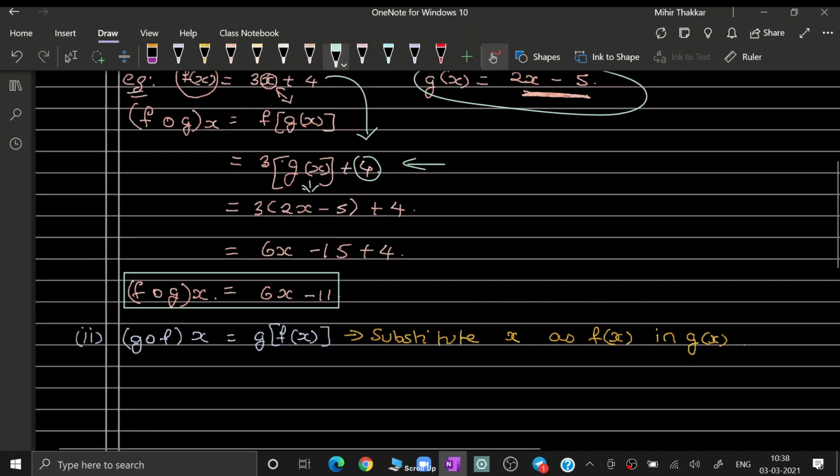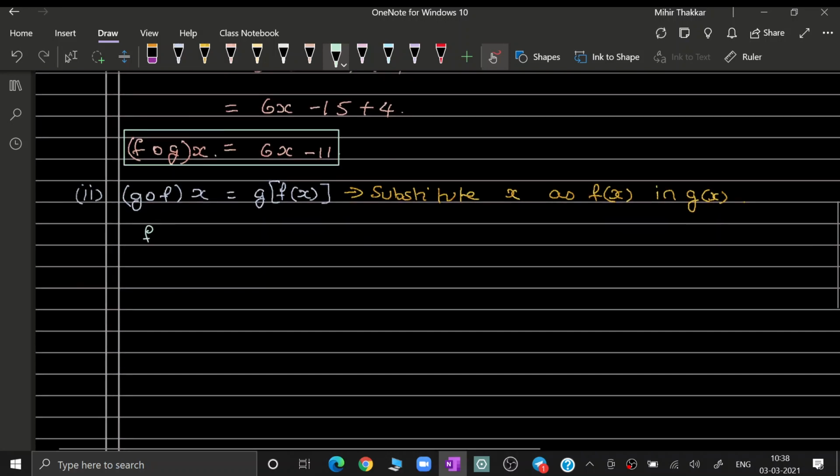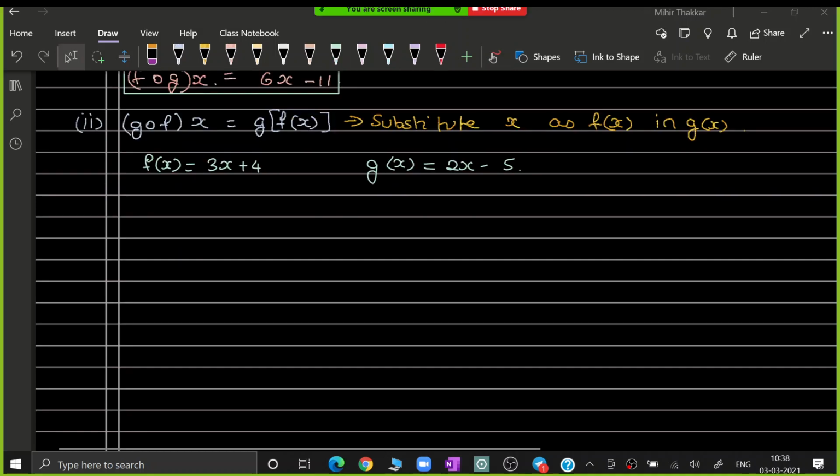Let me once again take the same example. fx was 3x plus 4 over here, and your gx was 2x minus 5. Okay. So fx is 3x plus 4 and gx is 2x minus 5. Now, because I want to find the value of g of fx, I will write over here, this is equal to 2 into fx minus 5.